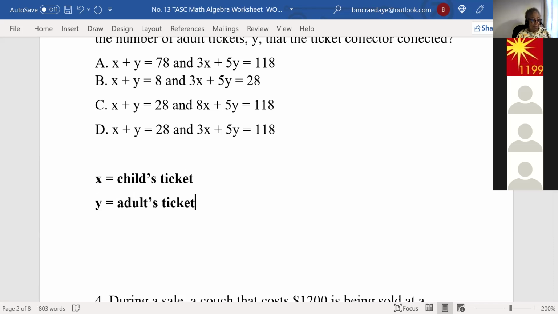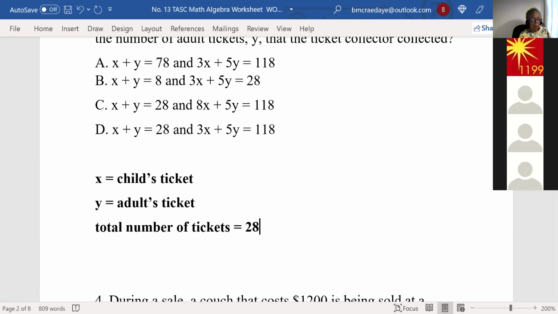Now, they told you how many tickets they sold, right? How many tickets were sold? Total number of tickets collected is 28. So they gave you 28 as the number of tickets collected. Equal 28. That's how many they sold.